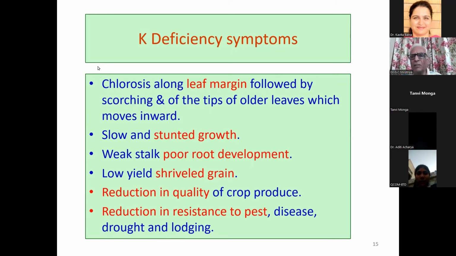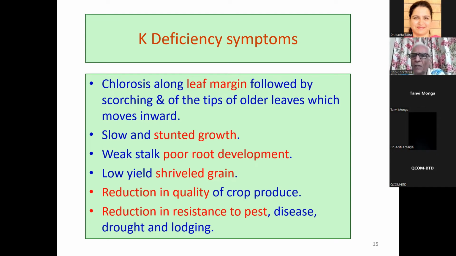Sometimes this also affects the quality of the grain or fruits. So the skin of the fruits or the shininess of the fruit is not there. So this is also reduced quality. And then since it increases the hardiness of the tissues, it increases the resistance towards pest and diseases. So these are the symptoms of K deficiency, which is just opposite of nitrogen.